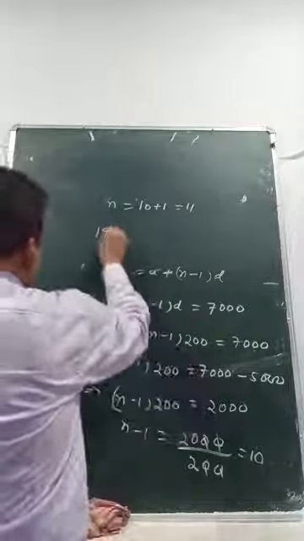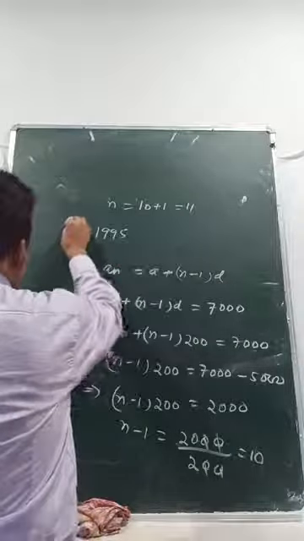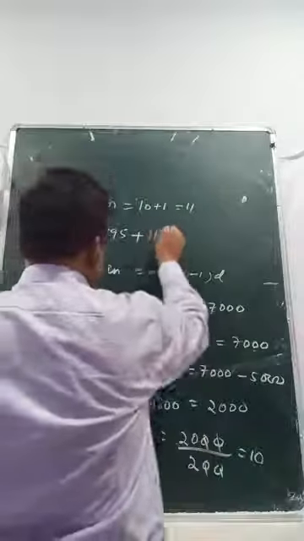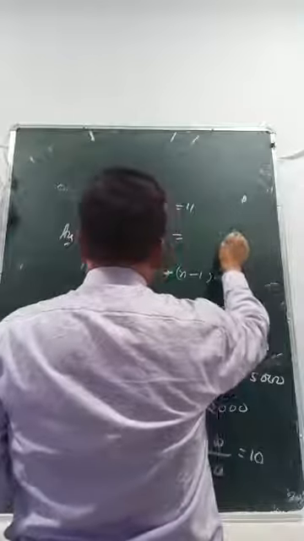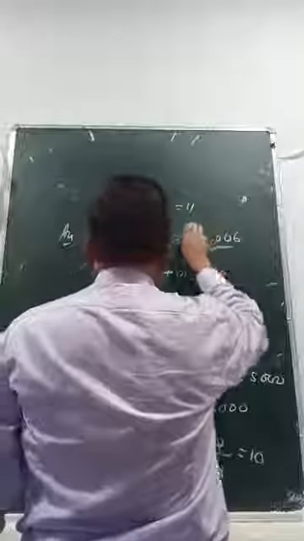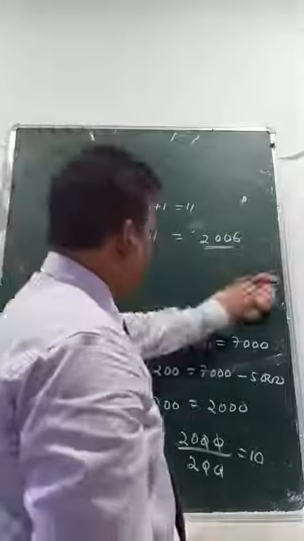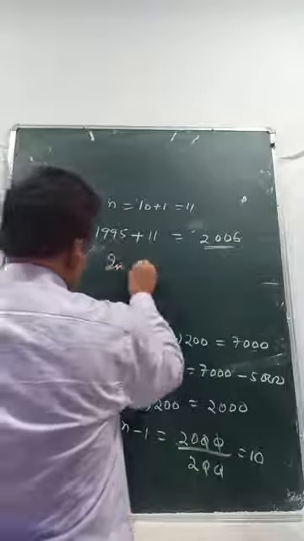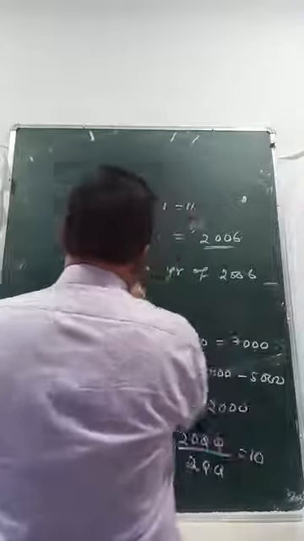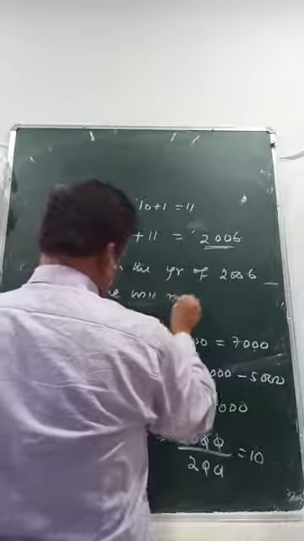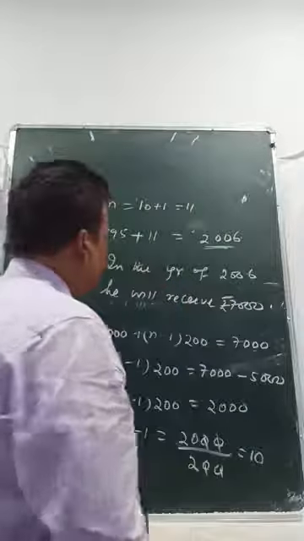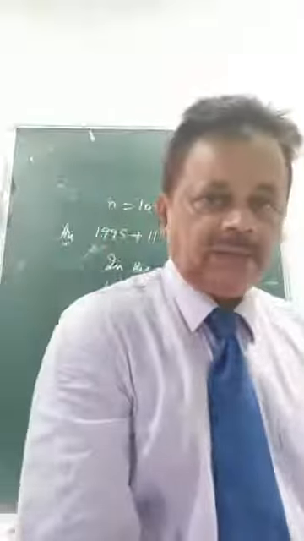Means 1995, 11 years. After 11 years means plus 11. How much is it? 2006. So in the year 2006, here it is the same, 7,000 rupees. Okay. So see one more question then.